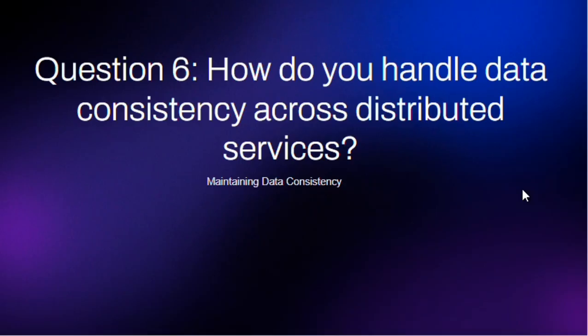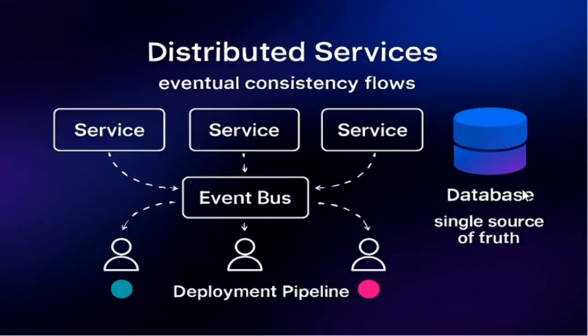How do you handle data consistency across distributed services? Distributed systems rarely allow perfect consistency without trade-offs. Strong consistency can increase latency, while eventual consistency may lead to temporary divergence. Use a single source of truth for critical operations. Use distributed transactions like two-phase commit when strict correctness is required, or event-driven approaches with idempotent consumers to reconcile data asynchronously.